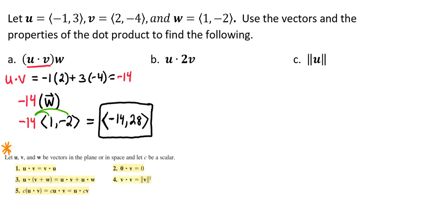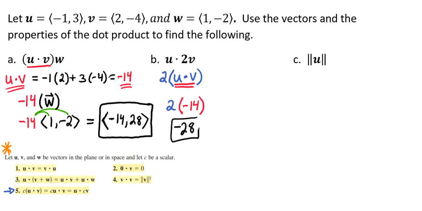Looking at letter B, we have vector u times 2 times vector v. And on this one, we can use property number 5 down here, where we're actually able to rewrite this as 2 times vector u times vector v. We actually have already figured out what vector u times vector v is, because we did that in problem A, and we got a -14. So let's go ahead and plug that in. So we have 2 times -14, which gives us a value of -28, and we're finished.